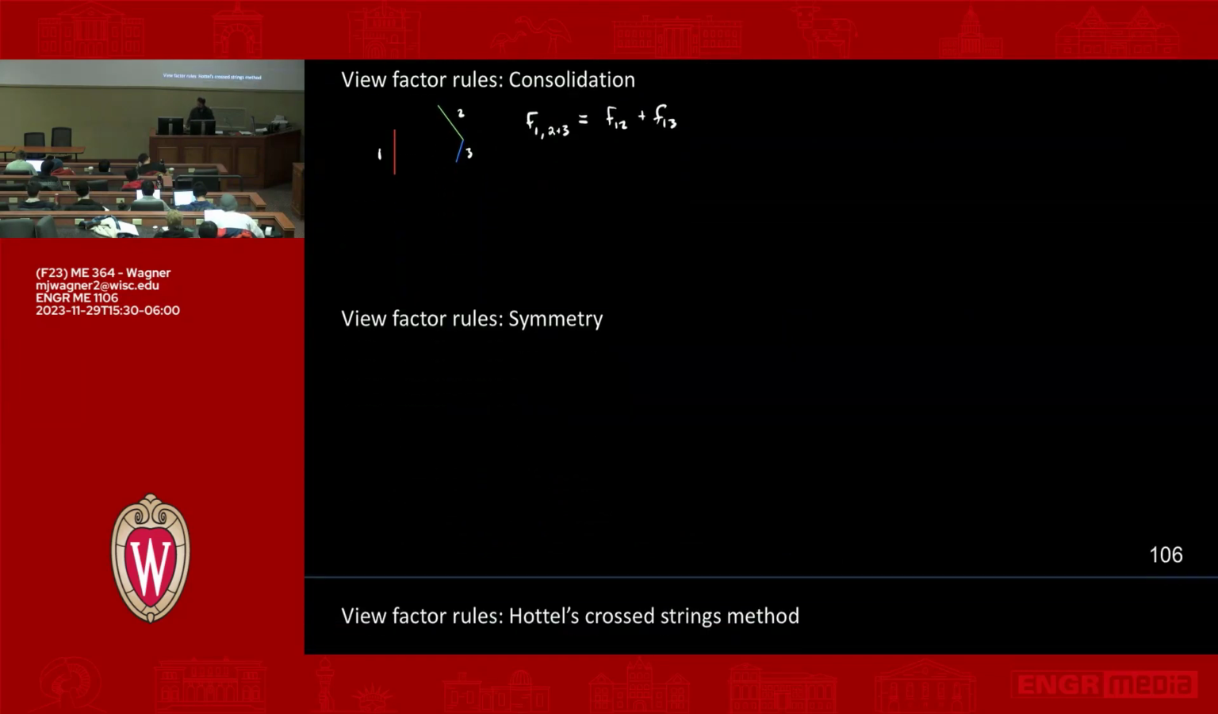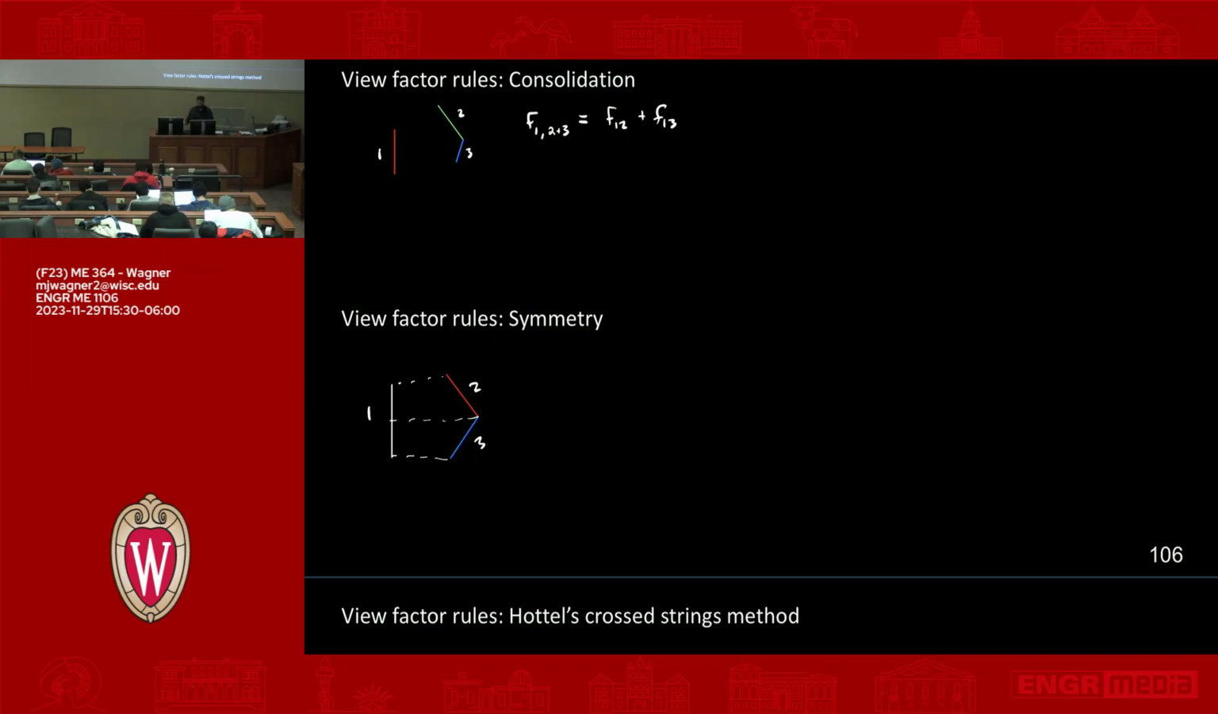Another related thing is something called symmetry. So let's say I have a surface here, and then I've got a surface like this, and then I have another surface like this. Hopefully you guys can see that. This is 1, this is 2, this is 3. And let's say that we know there's symmetry involved here, so 2 and 3 are exactly symmetric to each other with respect to surface 1.